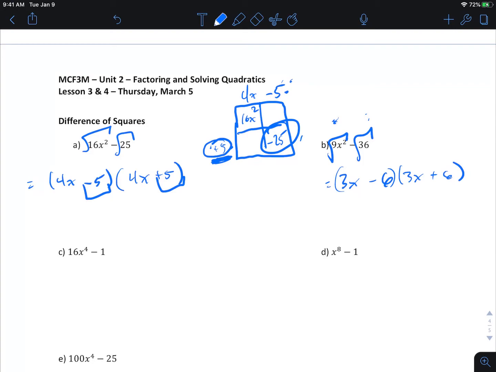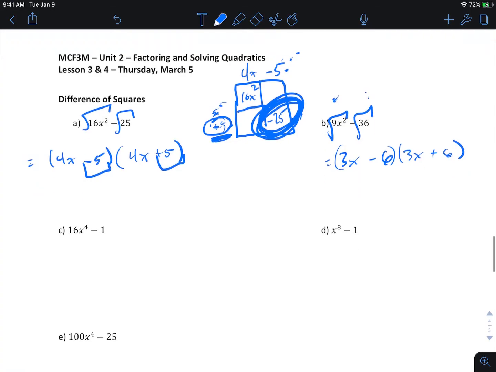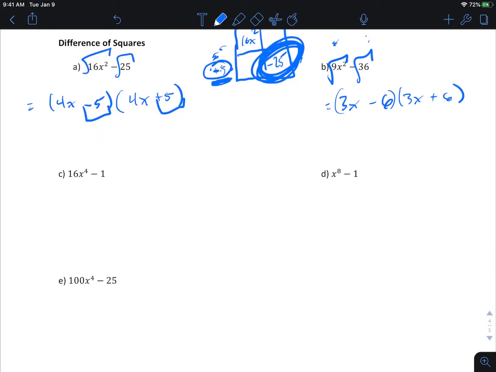So why is one negative and one positive? For this reason right here: I need a negative in this bottom corner. If this one was negative as well, then I get positive 25, because negative times negative is positive 25. But I need it to be negative in the bottom right. These ones start getting a little more complicated. I'm just kicking it up a notch, but the process is the exact same. You ready? These get interesting. I like these.